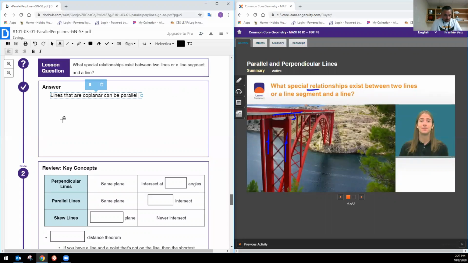Okay, just that all lines that are coplanar can be parallel, but cannot intersect. Let's see what else. They cannot be perpendicular, or perpendicular. This is just when it's on a coplanar though. So just make sure you understand that part.